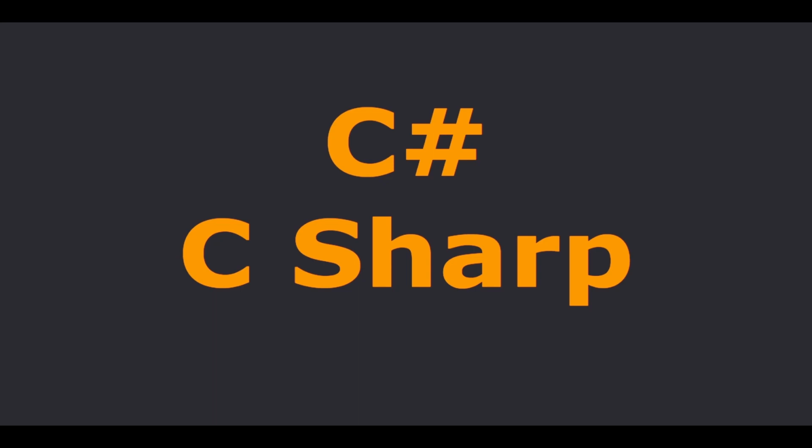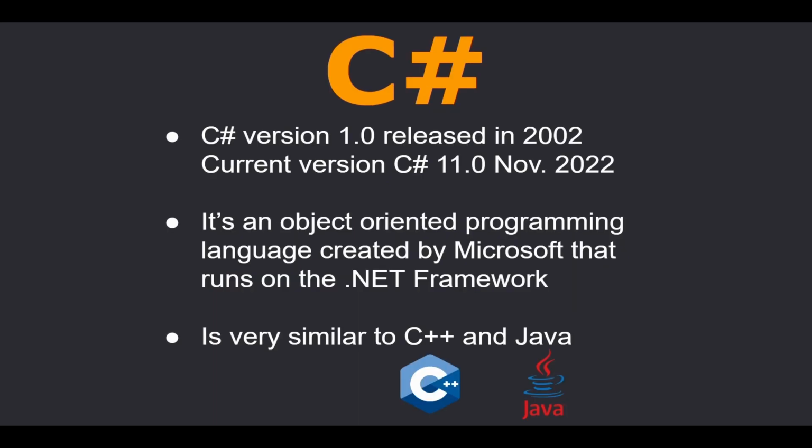Today we're going to cover C# in 200 seconds. C# version 1.0 was released in 2002. The current version of C# is 11.0. It was released in November 2022. It's an object-oriented programming language created by Microsoft that runs on the .NET framework. It is very similar to C++ and Java.